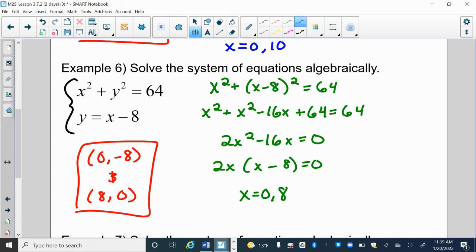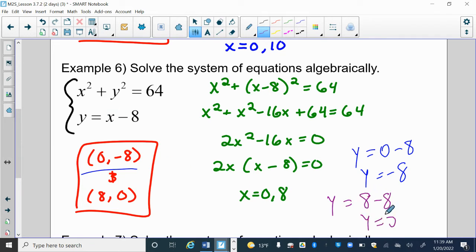And then finding the y's, come back to y equals x minus 8. So y equals 0 minus 8, giving us y equals negative 8, which gives us this point here, (0, negative 8). And then y equals 8 minus 8, giving us y equals 0, giving us the second point here. Okay? So that's the only application that we're adding in for this section.